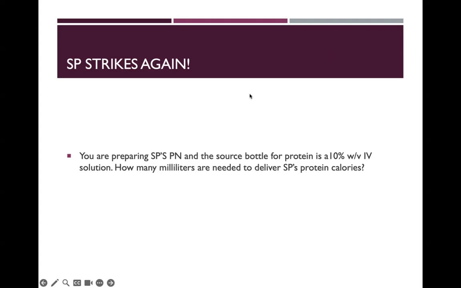All right, so the right answer is 840 milliliters. Let's take it step by step. We said 10% weight per volume, right? That means 10 grams per 100 mL. That's what that designation means. 10% is 10 grams per 100 mL.